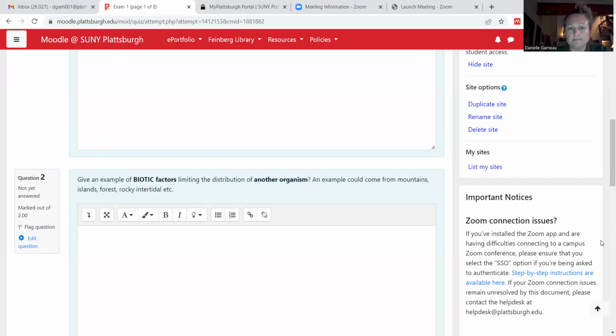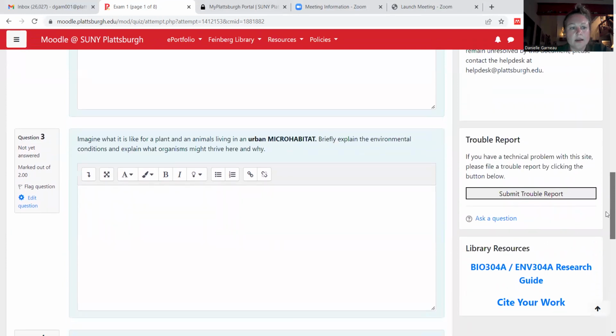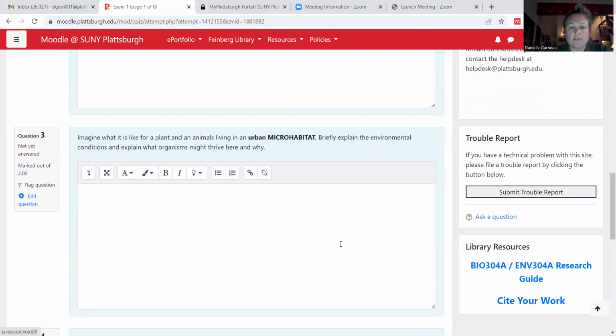And in terms of biotic, we mean living things, right? Abiotic certainly would be drought conditions or limited nutrients. Our next question: imagine what it's like for a plant and animal living in an urban microhabitat. What are the environmental conditions like? Explain why they might thrive there.